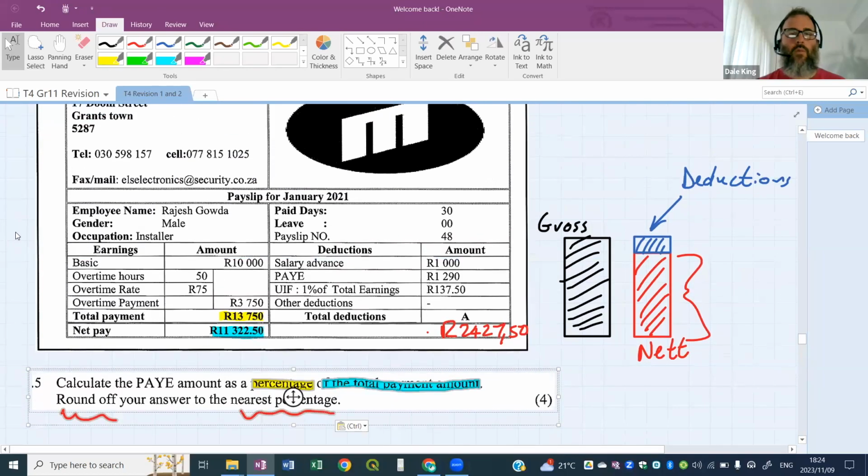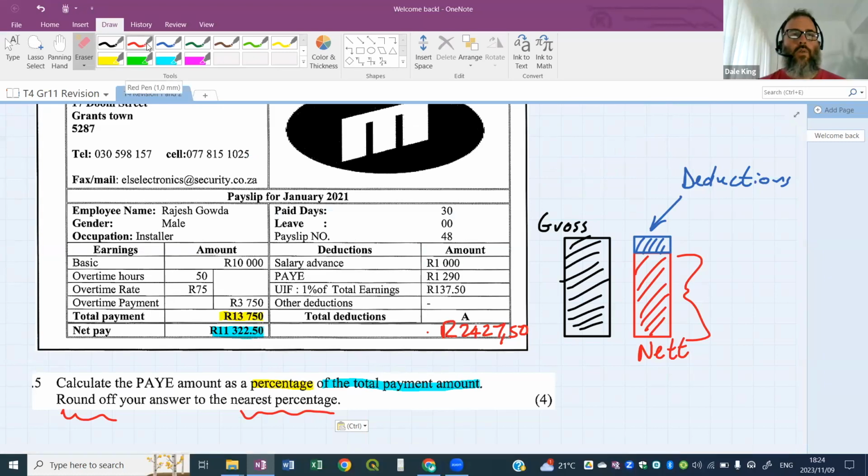So calculate the PAYE as a percentage of the total payment amount. Round off your answer to the nearest percentage. So we need two values here. I'm going to highlight PAYE in yellow, over here on my payslip, and the total payment amount I'm going to highlight in blue on the payslip. We need to work out this yellow one as a percentage of the blue one. Calculate PAYE as a percentage of the total payment, which is blue.